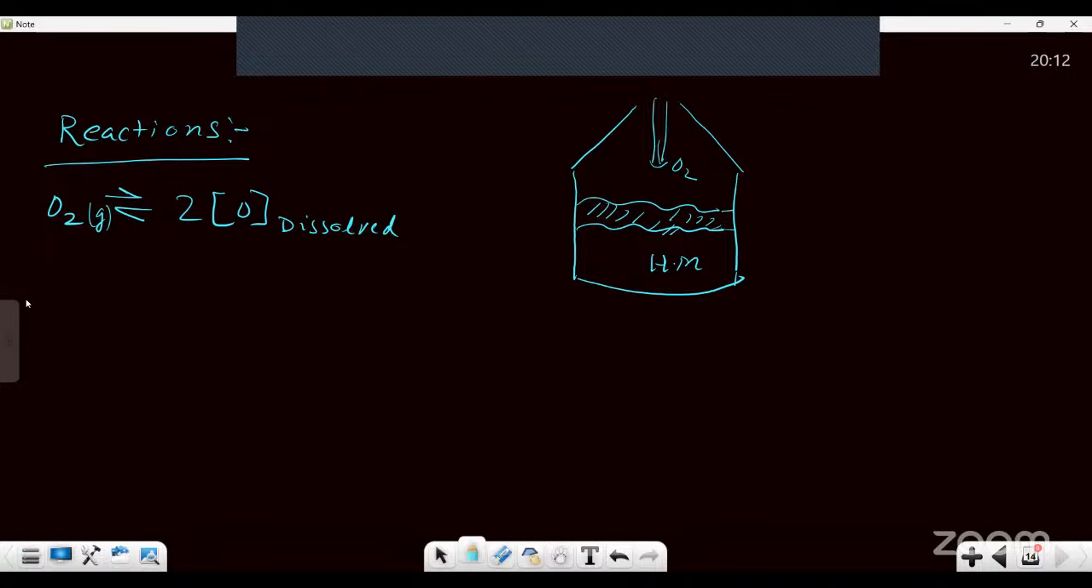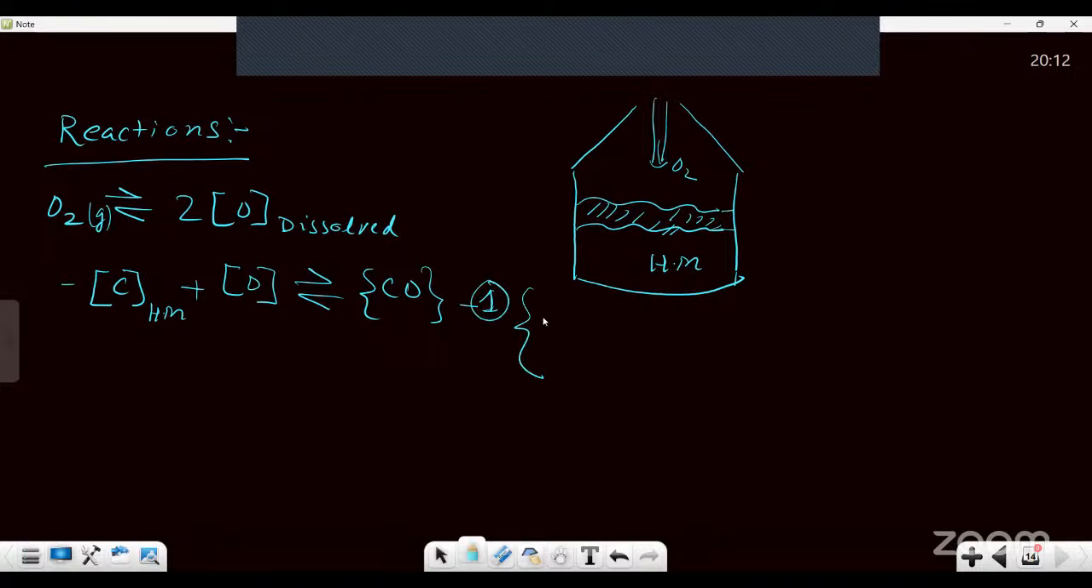Now, after that, what is going to happen is the carbon of the hot metal, it will take up this oxygen, this dissolved oxygen, and it will form CO, right? So this reaction is something which is very, very important, and we call it gas metal reaction. This is gas metal reaction. Why gas metal reaction? You understand it. See why this is gas metal reaction. Because the carbon is in the hot metal.